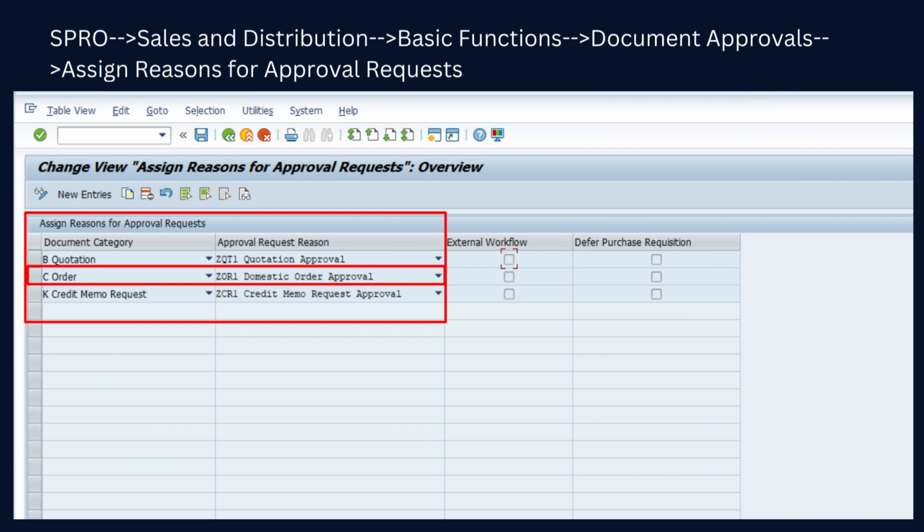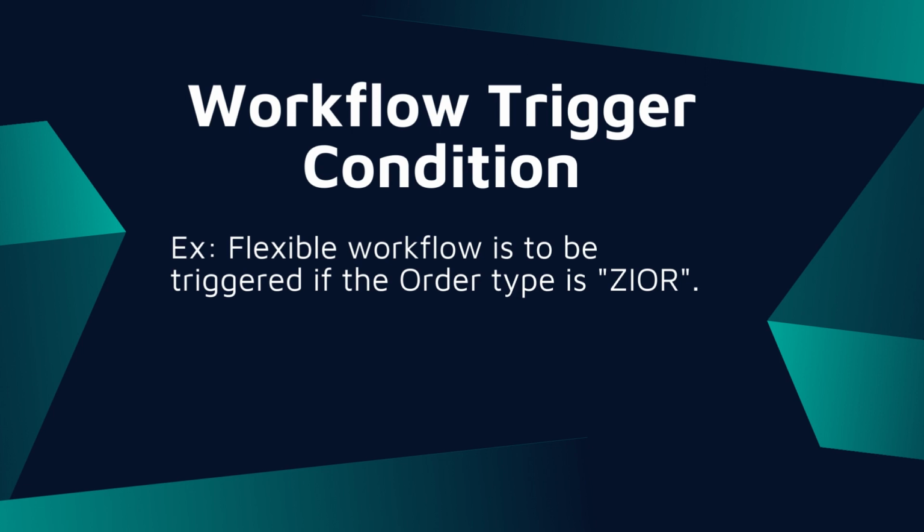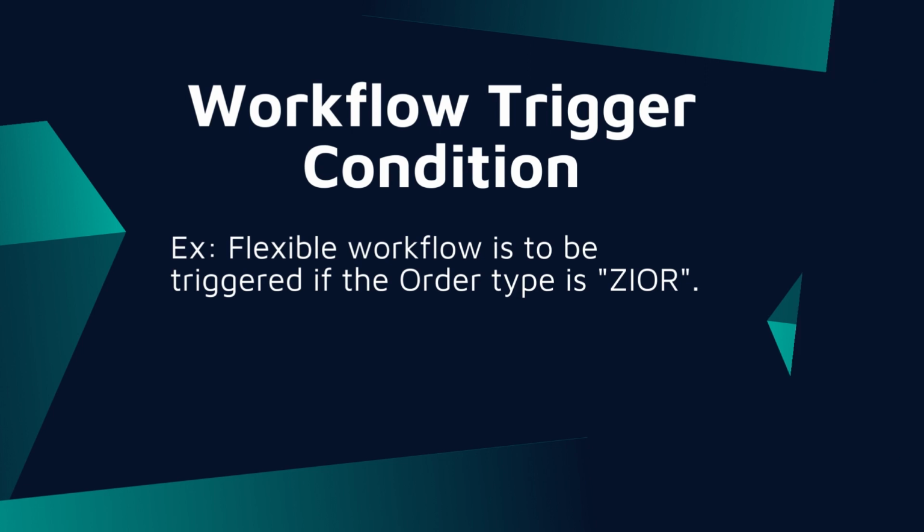As part of this example, I activate it for the sales order scenario. We need to have the BAdI implemented in the S/4HANA system so as to meet the preconditions to trigger the flexible workflow for sales order. In my example, if the order type is ZIOR, then the flexible workflow needs to be triggered.